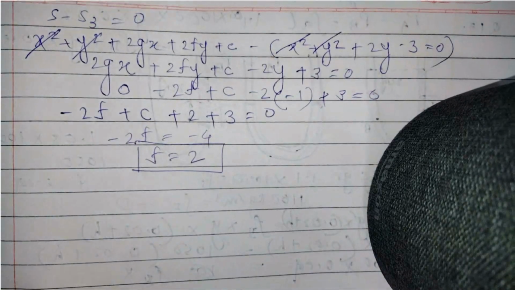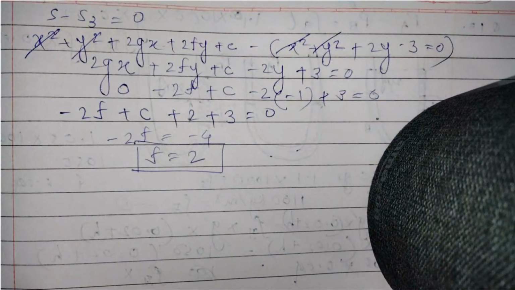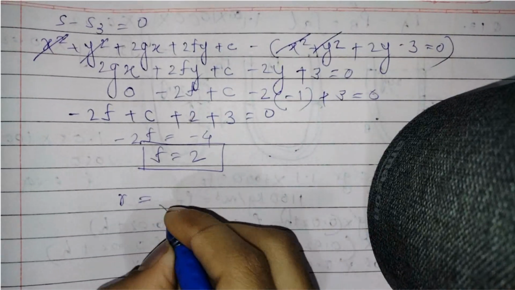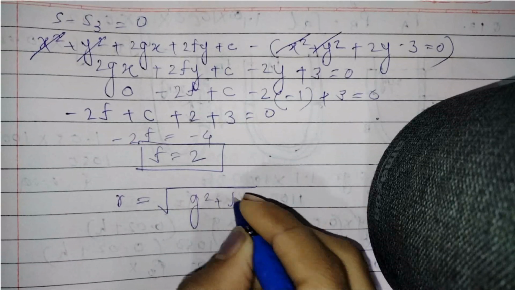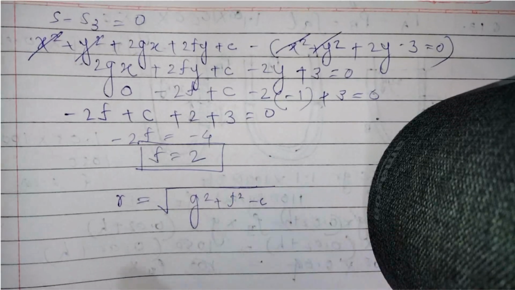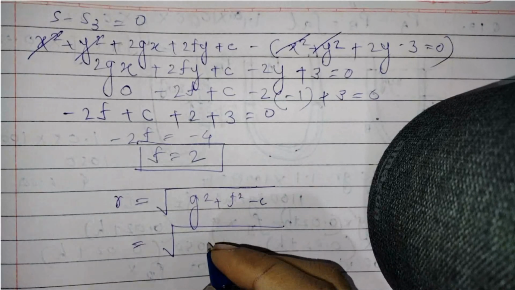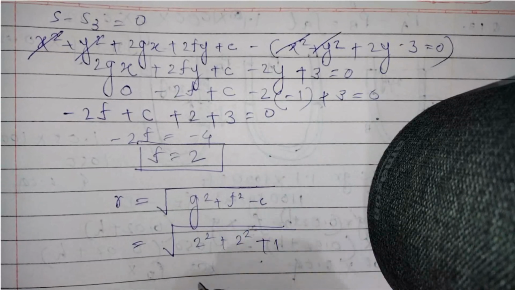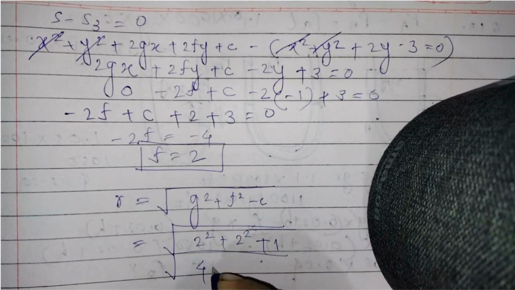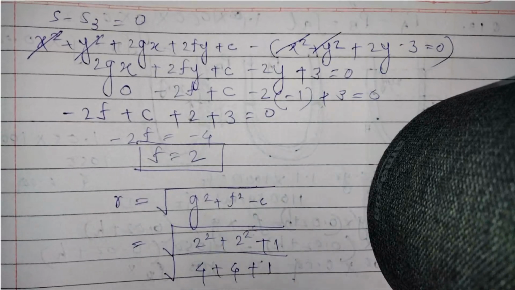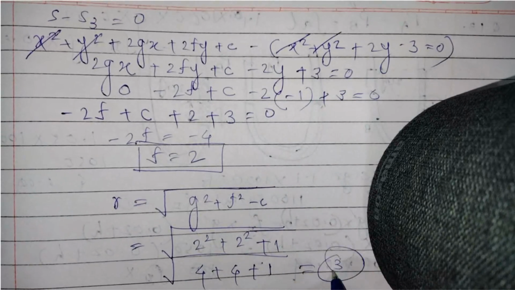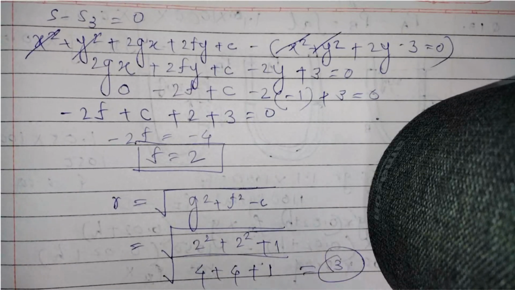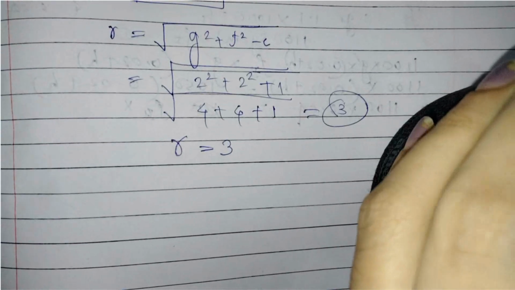So now we got all the three pieces of information needed to find the radius of the big circle S. The radius of S is root of g square plus f square minus c. Using this formula we can find root of 2 square plus 2 square plus 1. That is equal to 4 plus 4 plus 1, 9. Root 9 is equal to 3. So the radius of the big circle S is equal to 3, which bisects S1, S2 and S3.